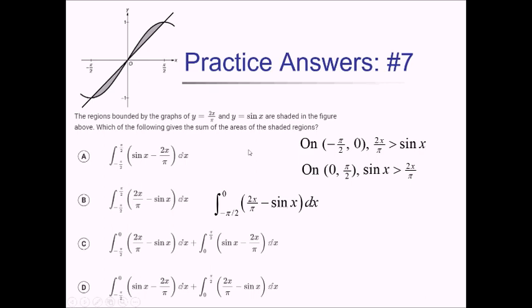But then because things are switching up for the next integral from 0 to pi over 2, and I'm going to be adding these integrals here, I have to do the higher function, sine of x minus 2x over pi dx. So that's going to match, let's see, which answer choice? It's looking like answer choice C. D had the basic idea but did things backwards.